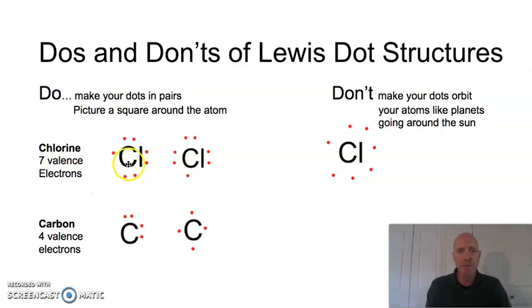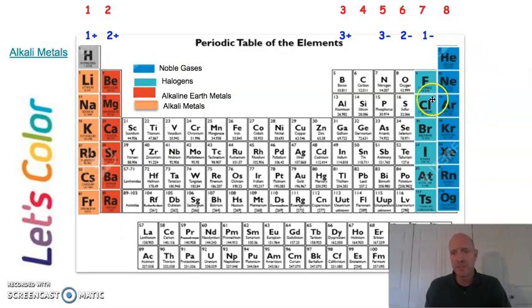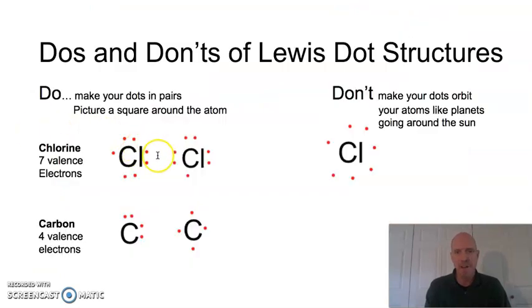So here's my example for chlorine. Chlorine is over here. It's got 7 valence electrons. And you can do those dots a few different ways, but here's what I like to see you do. Picture a box going around the atom. And so we're going to do the electrons in pairs. So 1, 2, 3, 4, 5, 6, 7. Or it could go 1, 2, 3, 4, 5, 6, 7. There's different ways you can do it.